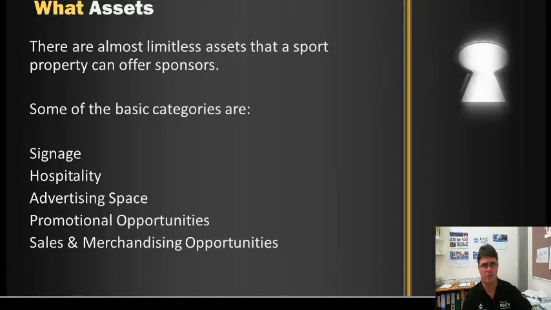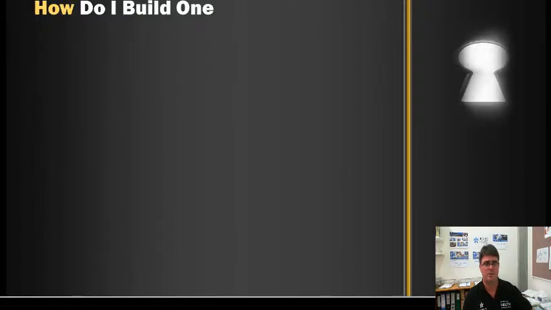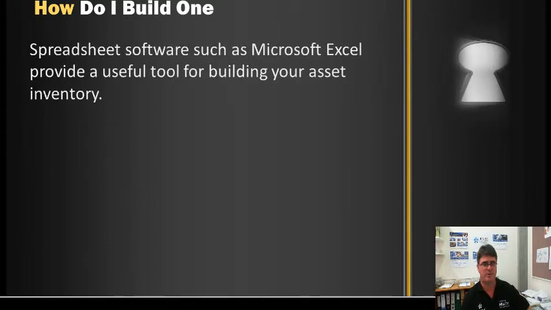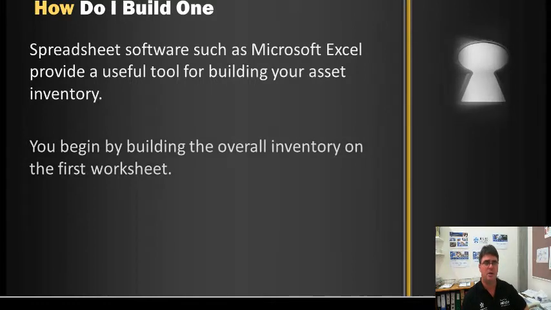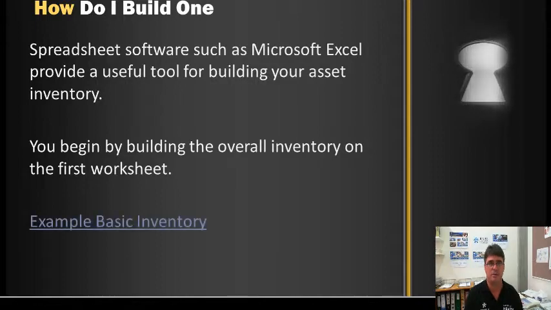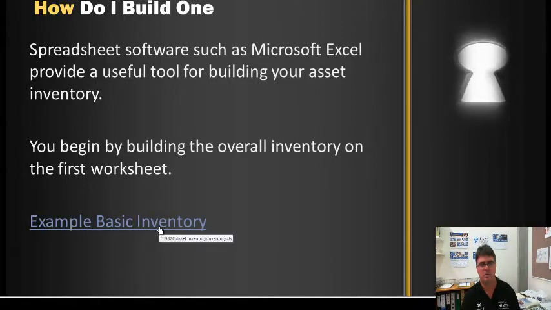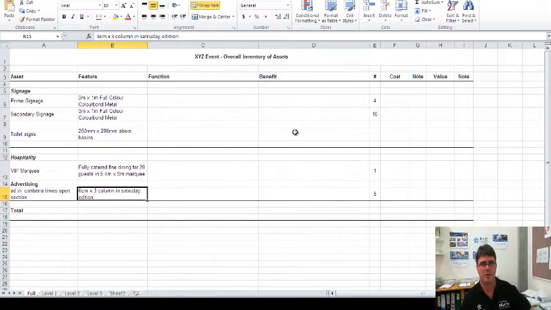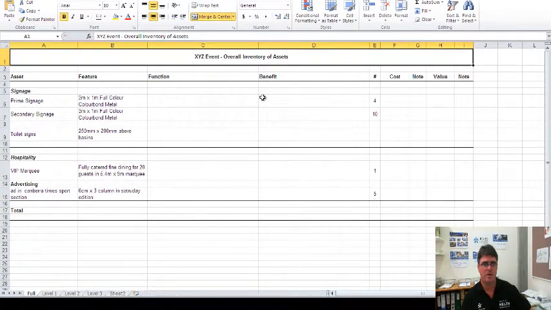So what do we do with them? How do you build your inventory of assets? You use spreadsheet software. We're telling you to use Microsoft Excel as a tool for building it. You begin by building your overall inventory on the first worksheet in this Excel file. Let's have a look at a basic one that I've drawn up here. This is an overall inventory for the XYZ event, your overall inventory of assets.